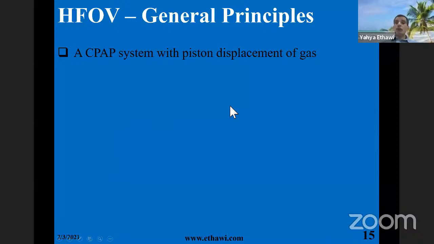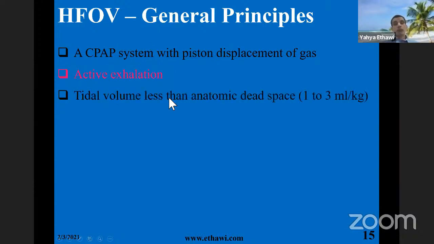So how does high frequency work? We have a CPAP system to create the pressure, and we have a piston attached to a membrane to displace the gas. We have active exhalation, and the high frequency uses a tidal volume equal to dead space, which is 1 to 3 ml per kg.